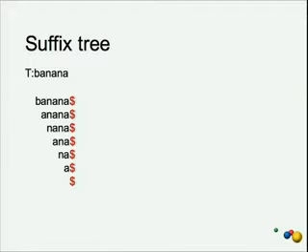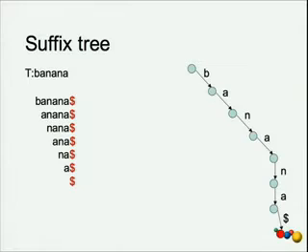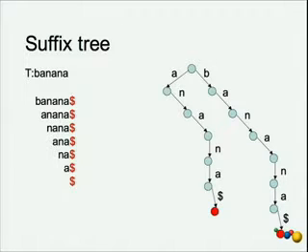Then suffix tree. I will start by writing all the suffixes of the text. Here the text is banana. All the suffixes are banana, with the $ sign added here. Then it's banana, anana, and so on. And I will start by putting a path for the word banana, and then adding for it a path for the word anana, and so on.